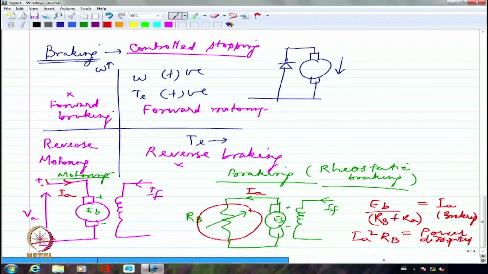If it is a cold country or we are talking about Delhi kind of winter, we can probably use this for heating up the car if it is an electric vehicle. Right? So this is one of the methods of braking.